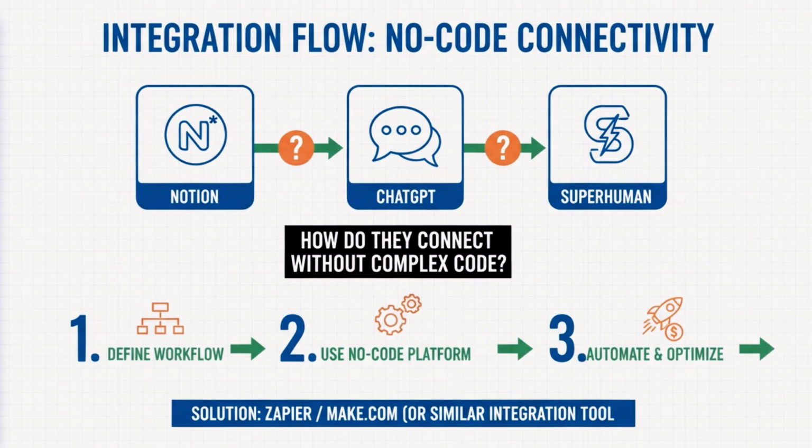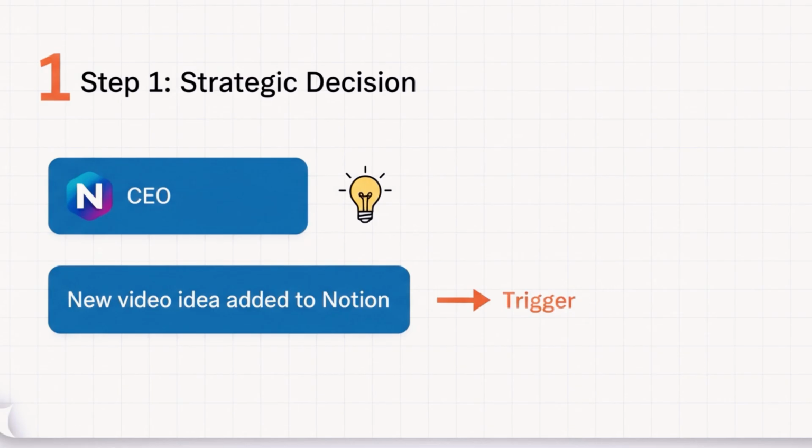The question everyone has at this point is, how do you connect these separate tools without hiring a developer or learning a bunch of complex code? The answer is, you don't. You use simple triggers and clear roles, and they work in concert. Let me show you. It starts with a single idea.